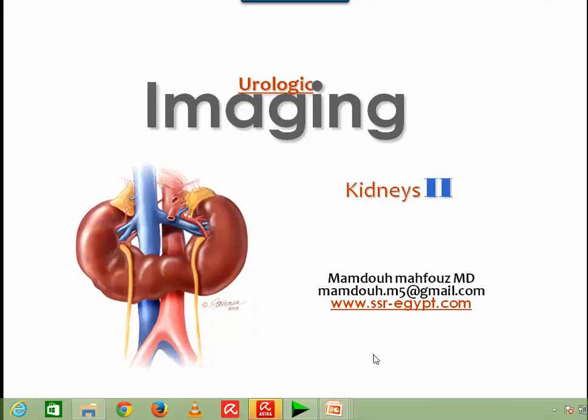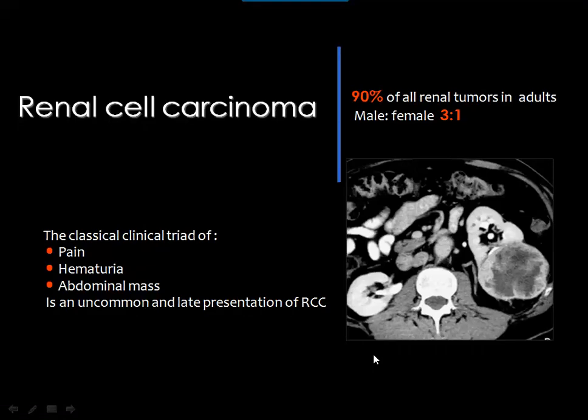Now we are going to the second part of this lecture, and we will deal with the rest of renal masses, mainly the renal cell carcinoma, of course, and other renal malignancies. Then we'll talk about the renal trauma, and finally we'll handle some of the renal inflammatory diseases.